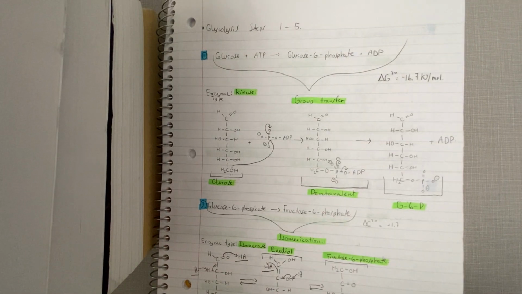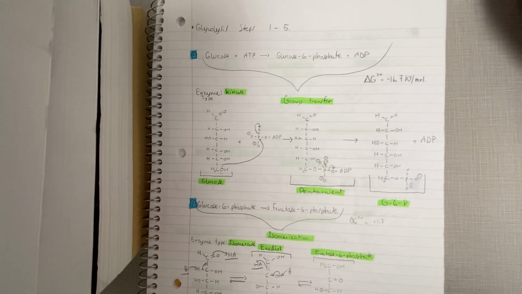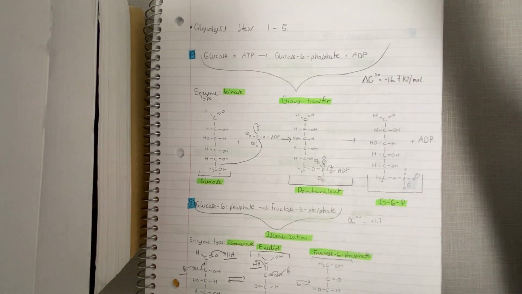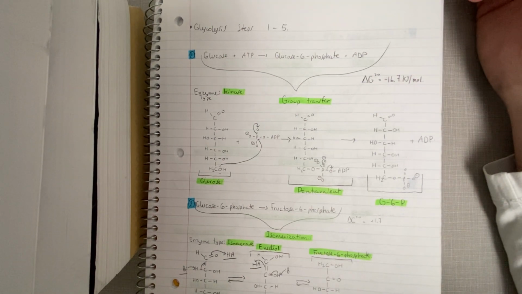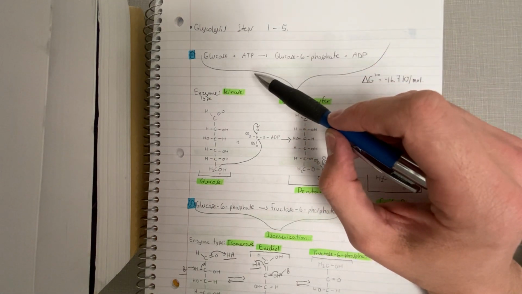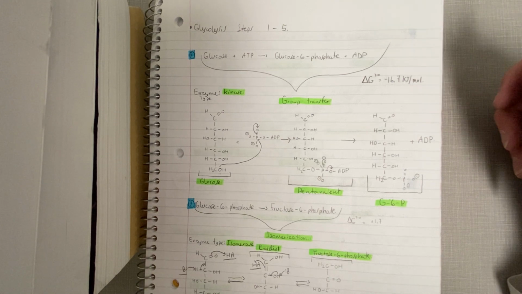Hi everyone, welcome back to a new video, and today we will talk about biochemistry and the first 5 steps of glycolysis. So basically, the net equation of the first 5 steps of glycolysis is to turn glucose and 2 ATP into glyceraldehyde 3-phosphate, or 2 molecules of glyceraldehyde 3-phosphate.